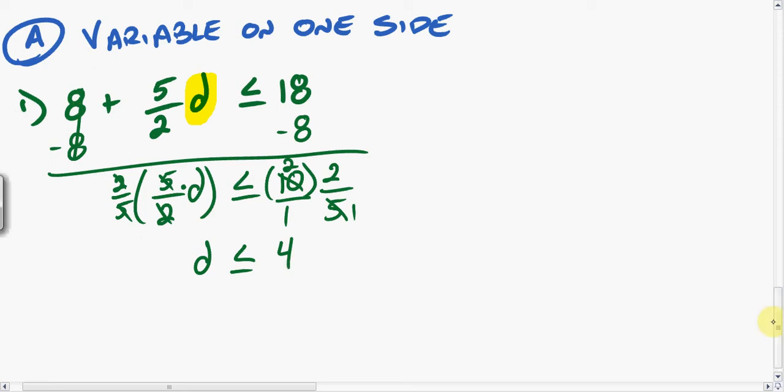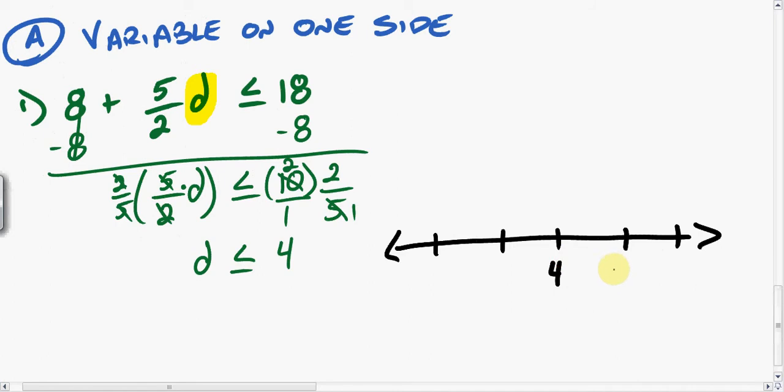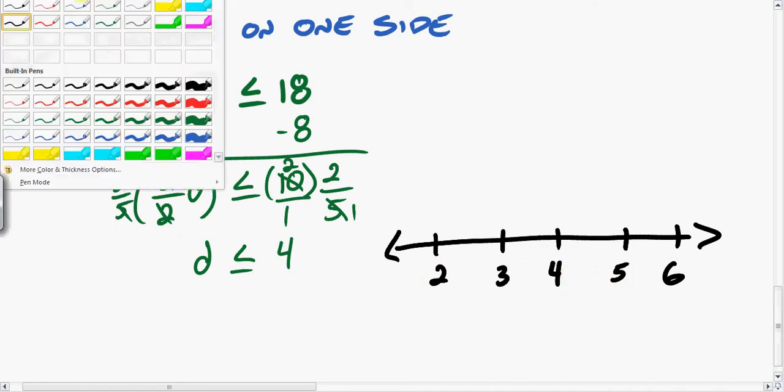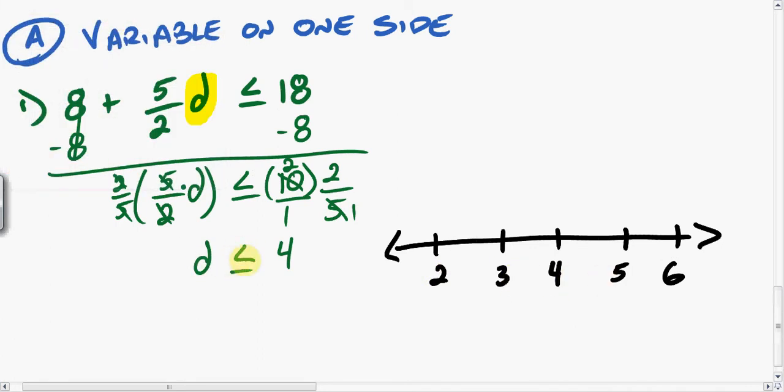Next we want to graph. I'm going to make a number line over here on the right side. I'm going to put 4 right in the middle, increase by 1s, so 5 and 6, and then decrease by 1s as well. So I've got 2, 3, 4, 5, 6. We've got d is less than or equal to 4, and less than or equal to tells me I have a closed circle.